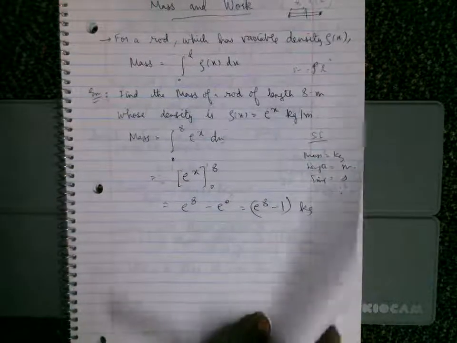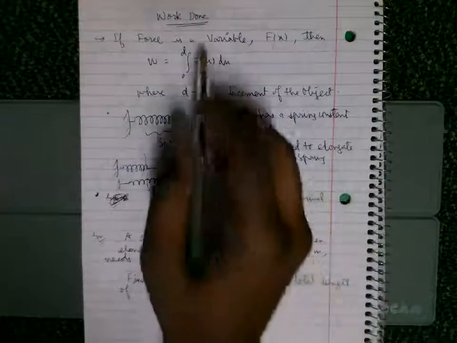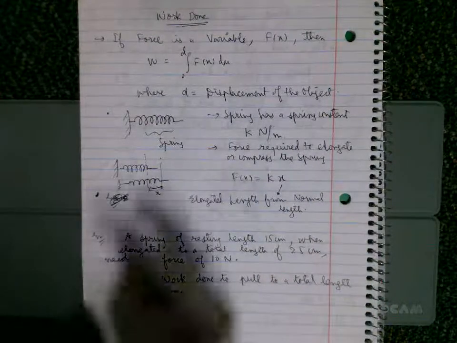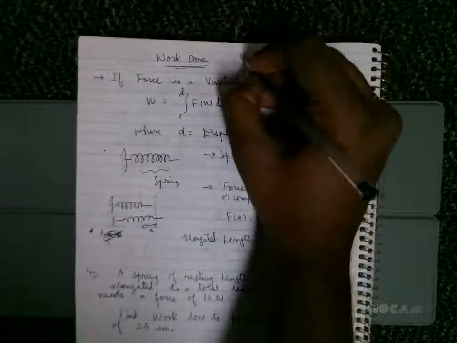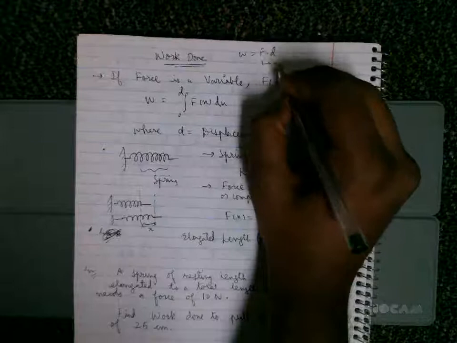So now we can study the more complicated object, work. We want to find out work done in different scenarios. So usually work is given as force times displacement. However, that is for forces which are constant.